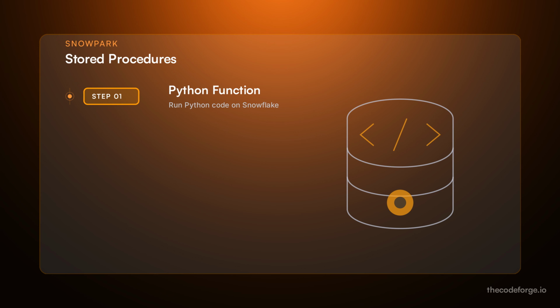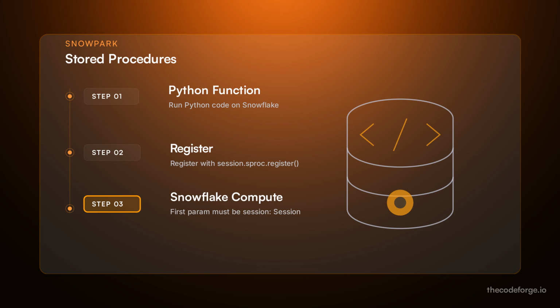Stored procedures allow you to run Python code directly on Snowflake compute using virtual warehouses. You register a function with session.sproc.register, and the first parameter must be the session object. You can also include Python packages, such as pandas, to handle dependencies.